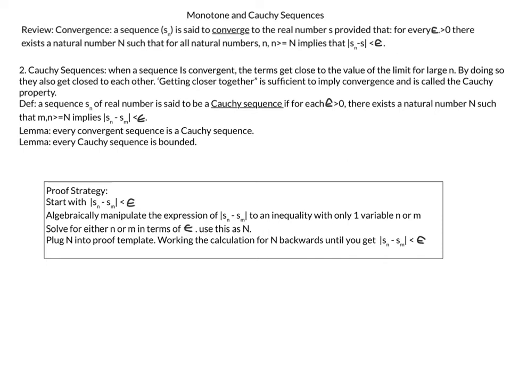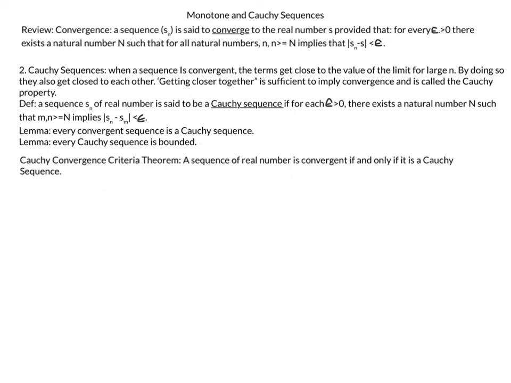We will do a couple more lemmas before we get to an example of a proof. We have the lemma that every convergent sequence is a Cauchy sequence, and the other lemma, every Cauchy sequence is bounded. And from here, from every Cauchy sequence being bounded, we can get the Cauchy convergence criterion theorem: a sequence of real numbers is convergent if and only if it is a Cauchy sequence.